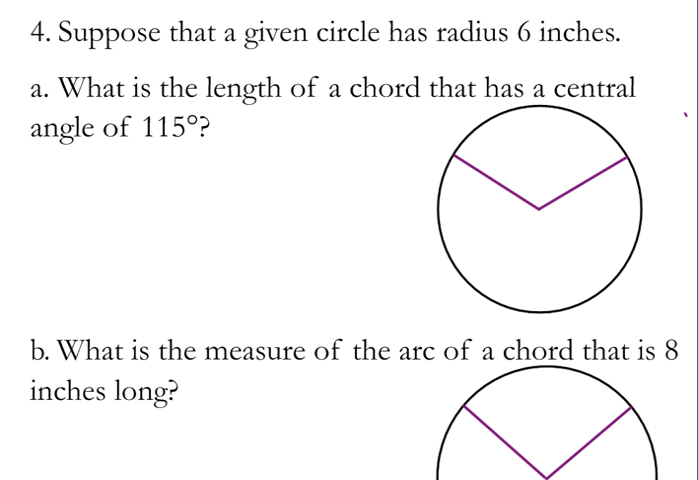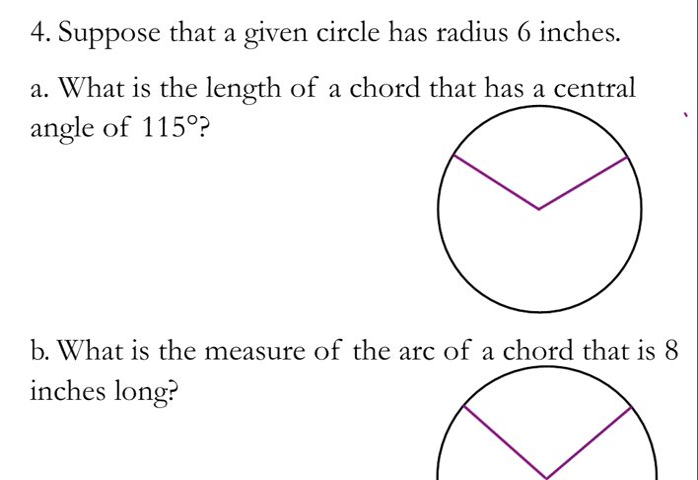So let's use that. Number 4 there on your paper says, suppose that a given circle has a radius of 6 inches. What is the length of a chord that has a central angle of 115 degrees? So on your paper there, I have a circle with the center marked. And up here, I already have about a 115-degree angle. So if you can kind of sketch that in your circle there, make it look about the width of what I've got up here.